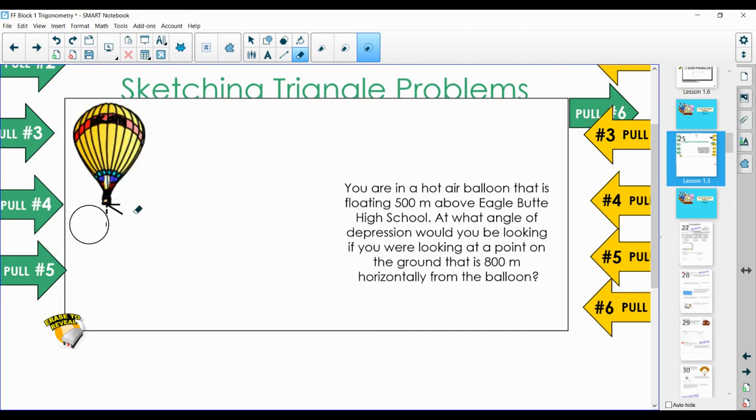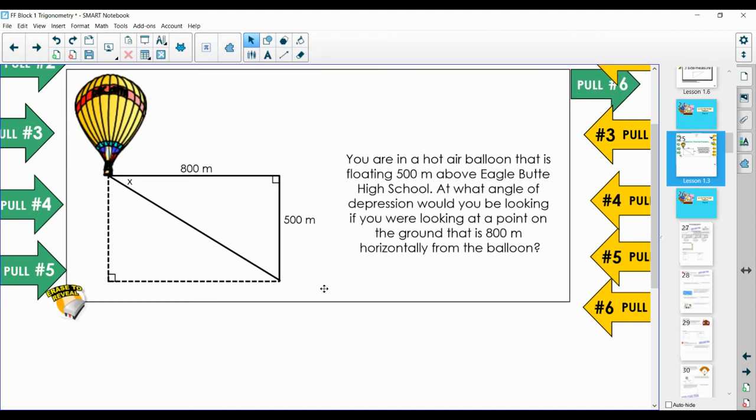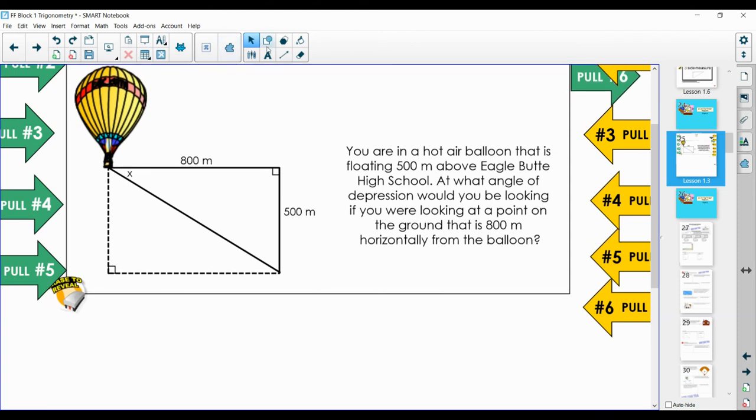All right, so again, you don't have to have the fancy air balloon. My diagrams certainly don't look this fancy when I'm drawing them. But for this first question here, I have my hot air balloon, and it is 500 meters above the ground. And I know that my horizontal distance is 800 meters. I'm looking for angle of depression. Sometimes when I'm drawing this diagram, it'll look a little bit more like this. So I've got my little hot air balloon, and my vertical distance is 500, because I'm often thinking about my vertical distance as right below the balloon.